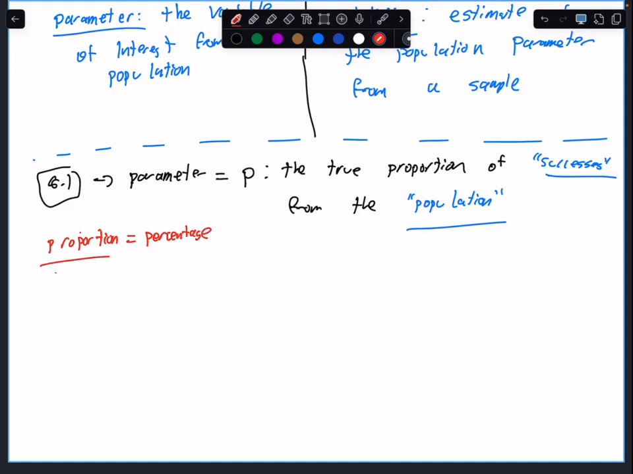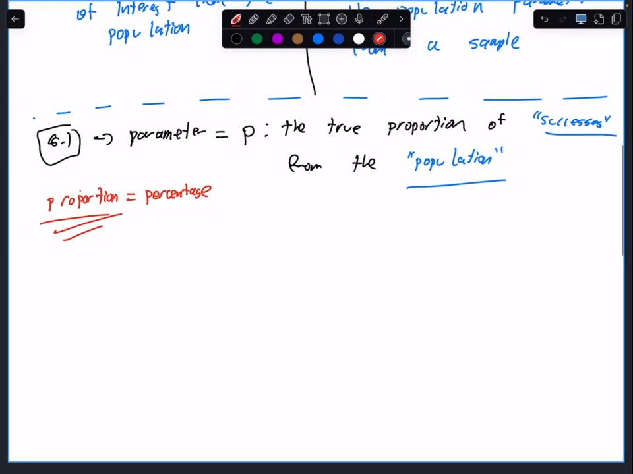But we want to study it as a decimal. All right. So in the problem that we have, the true proportion, the percentage, was 60%. So in our problem, the proportion is going to be what? What is 60% as a proportion? What is it as a decimal? 0.60. Okay. So instead of saying 60%, we're going to say 0.6. P equals 0.6. The true proportion is 60%.